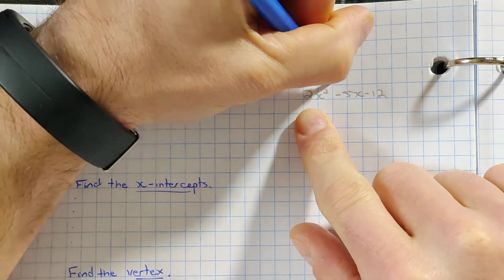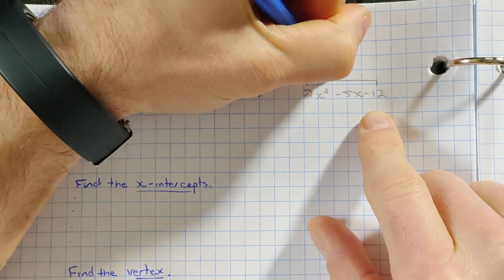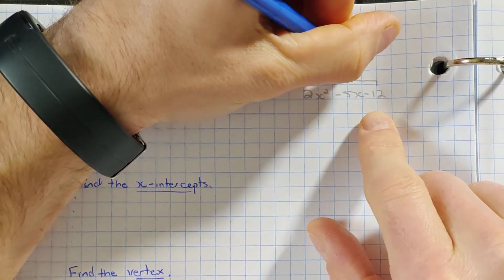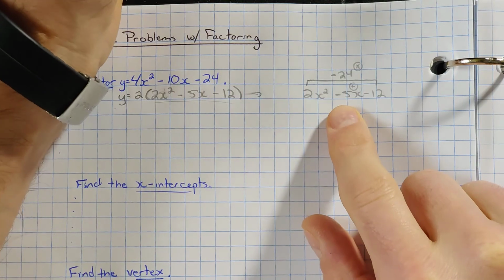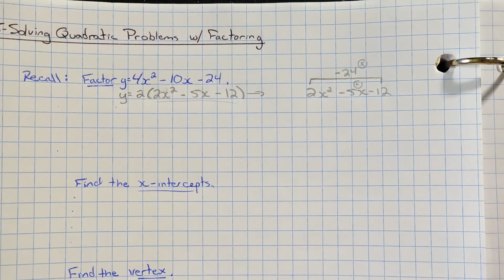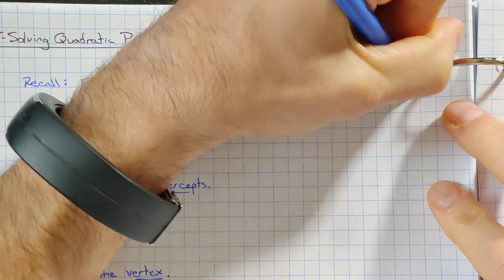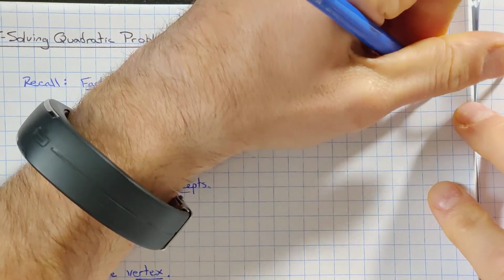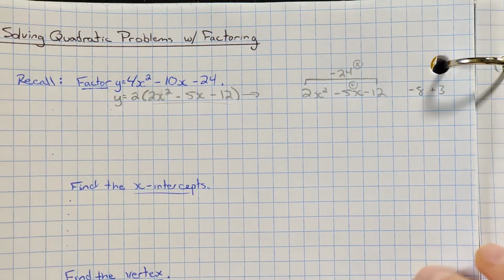Starting off, we're using that decomposition method. So multiplying the 2 and the negative 12 to get negative 24. We're looking for two numbers that multiply to negative 24 and add to negative 5. Looking at numbers that are going to multiply to negative 24 and add to negative 5, we'll probably look at 8 and 3, negative 8 and positive 3. So negative 8 and positive 3 are going to be a pair of numbers that would satisfy that requirement.